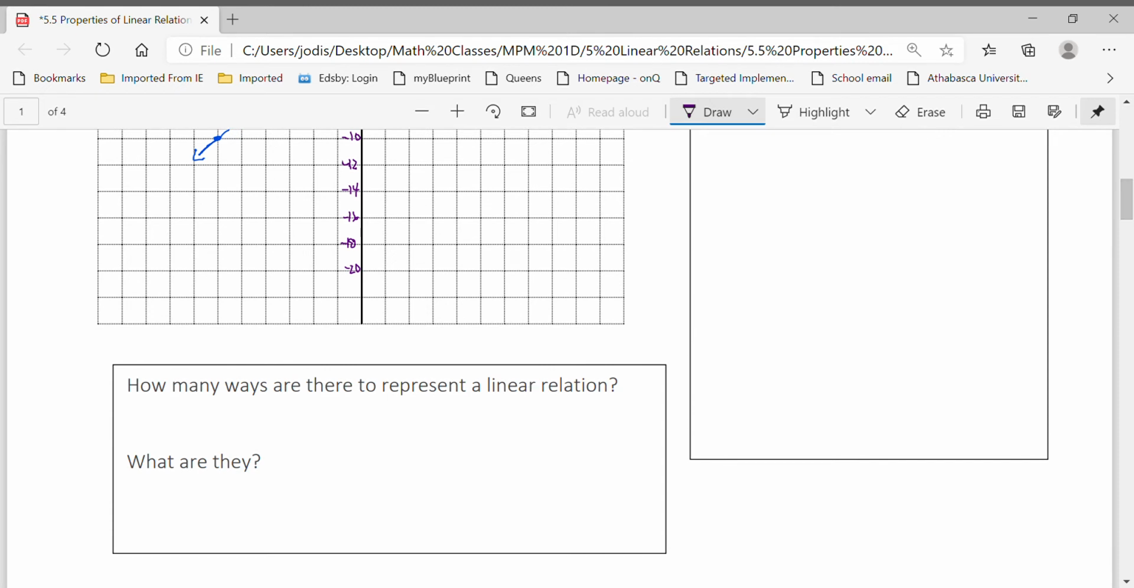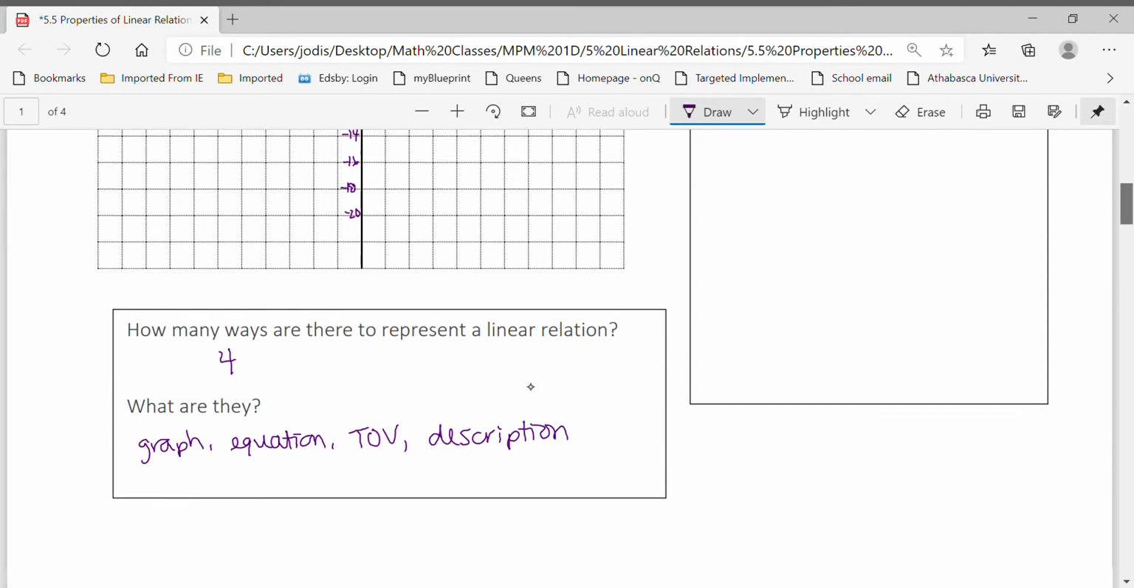How many ways are there to represent a linear relation? Well, we said that there are 4. What are they? We can do this by a graph, an equation, table of values, or a description.